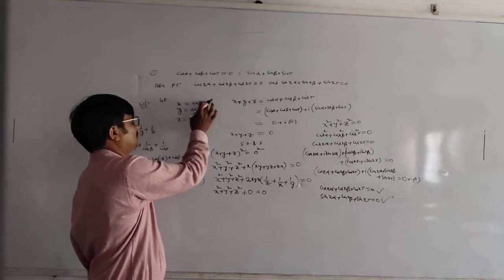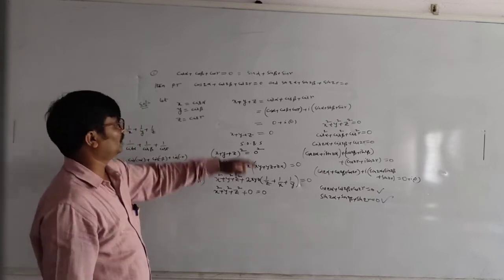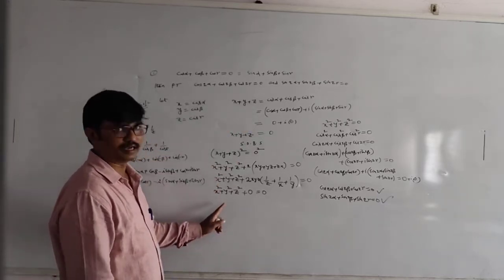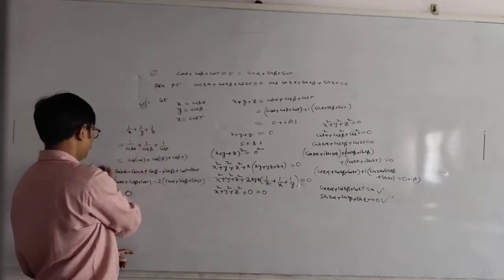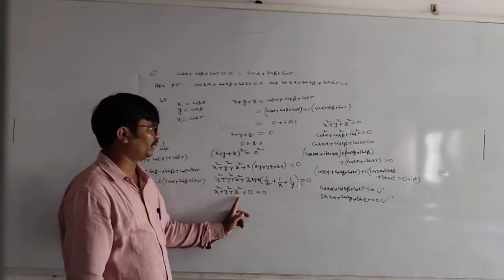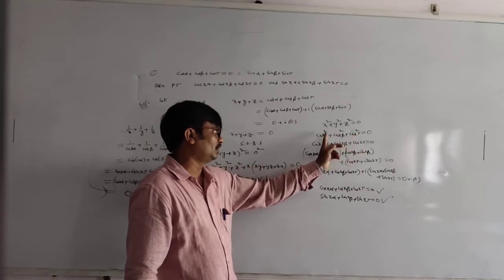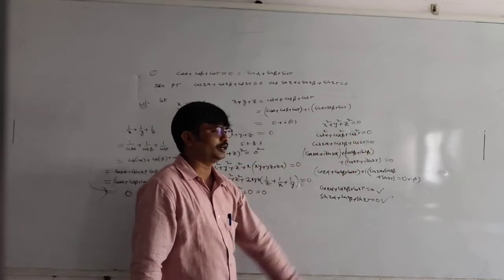x is cis alpha, y is cis beta, z is cis gamma. After that we find x plus y plus z value is 0. When we take reciprocals, 1 by x, 1 by y, 1 by z, the value is also 0. So students, this is x squared, y squared, z squared. That is x squared is cis squared alpha, that is cis 2 alpha, cis 2 beta, cis 2 gamma.